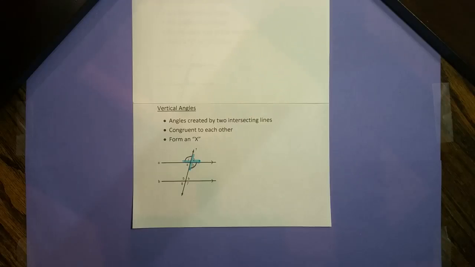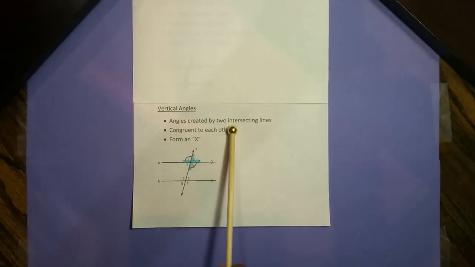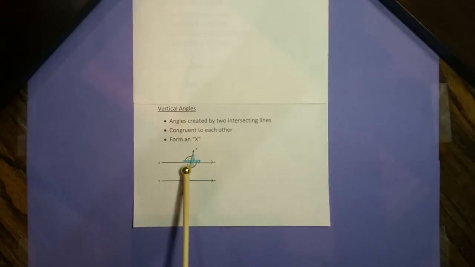Vertical angles. These are my favorite type of angles because they can easily be identified anywhere. The properties of these are, they are angles created by two intersecting lines, they are congruent to each other, and they form an X. Here, lines T and A are intersecting, and we're looking at angles 1 and 3. They are congruent to each other, and they form an X when you trace the angles and lines. Therefore, they are vertical angles.